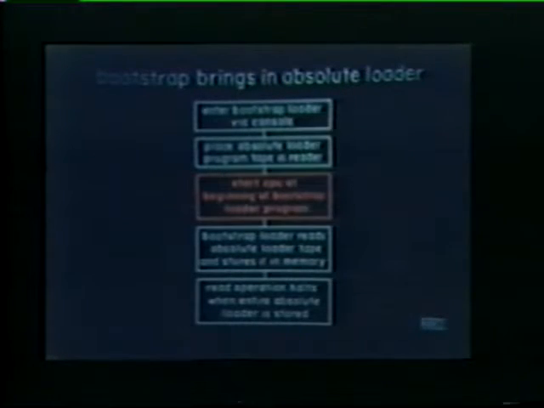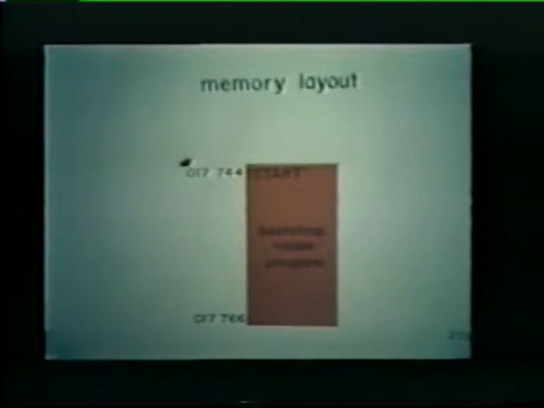Having loaded the Absolute Loader tape into the reader, we now start the CPU at the beginning of the Bootstrap Loader program. The starting address of the Bootstrap Loader program for a machine with 4K of memory is 017744.